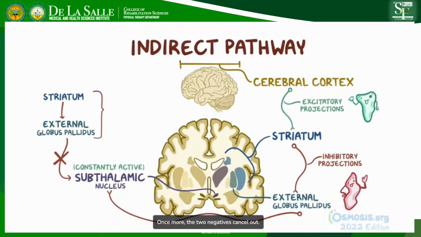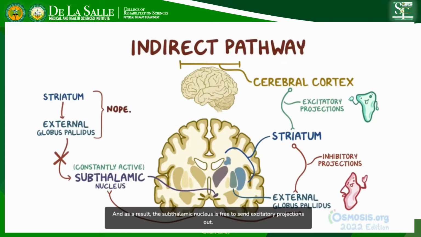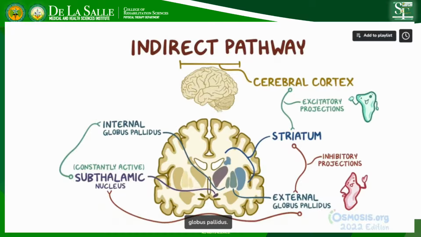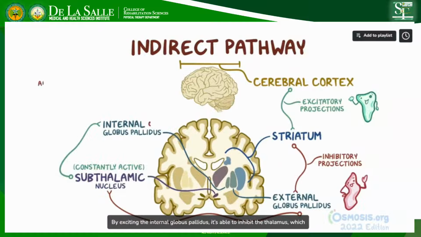And as a result, the subthalamic nucleus is free to send excitatory projections out. It just so happens that the subthalamic nucleus sends its excitatory projections to the internal globus pallidus. This is in direct opposition to what happens in the direct pathway. By exciting the internal globus pallidus, it's able to inhibit the thalamus, which would otherwise send excitatory signals to the motor cortex.